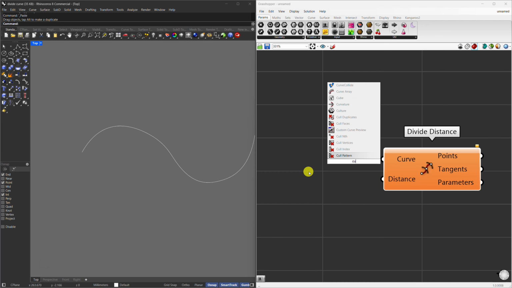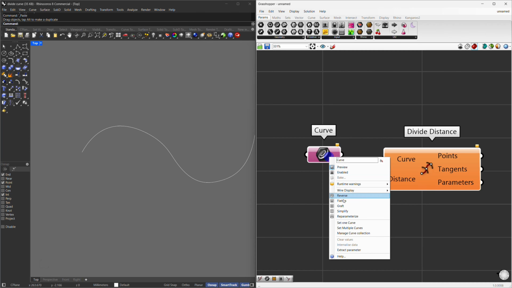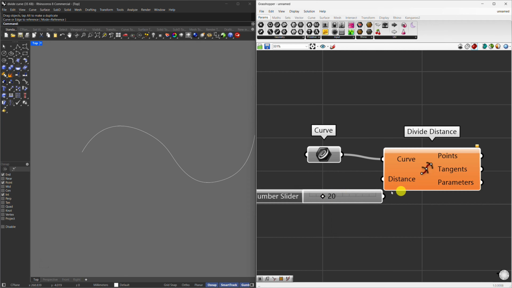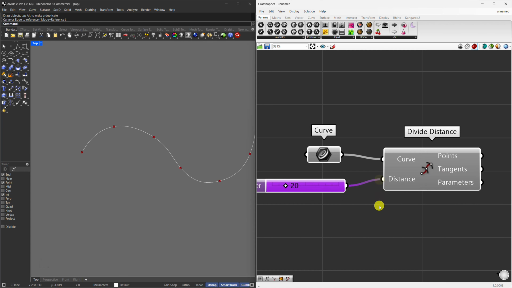Let's copy this curve and add the curve into Grasshopper. Now distance. How much distance? Let's put 20 only. It also does the same as curve length, right? But as you can see, these lengths are not equal.